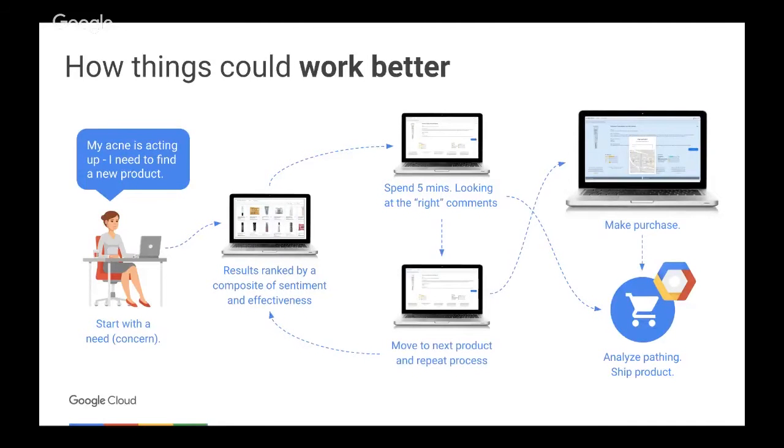So in that case, we will incorporate sentiment as part of the search results. So the user has gone ahead, they have a concern, they search for the product. Now results are ranked by a composite of sentiment and effectiveness. So now we are not just looking at the user reviews, but we are also looking at the sentiment of those reviews coming in and then populating it. The user just spends 5 minutes because now the user is only looking at the right comments, not just all comments.